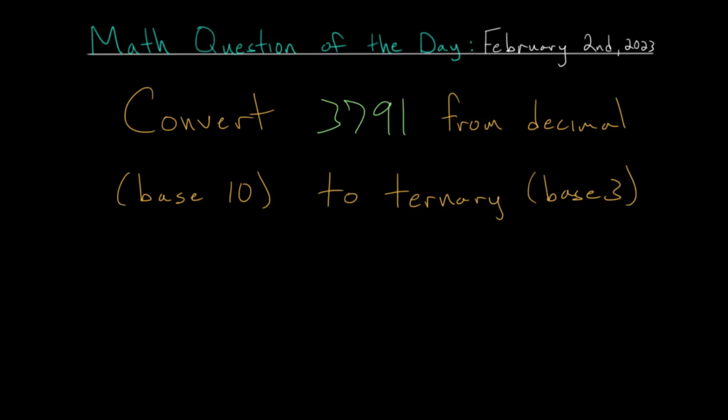In this video, I'd like to talk about the math question of the day for February 2nd, 2023. And for this problem, we need to convert this number, 3,791, from decimal or base 10 to ternary, which is base 3. So this is a number that is in its normal form that each of us are used to, the base 10 form, and we need to convert it to base 3.